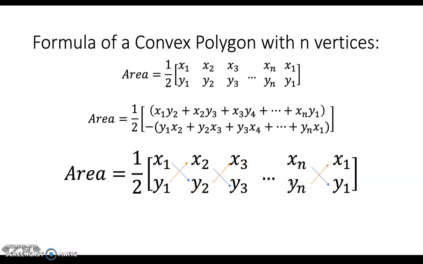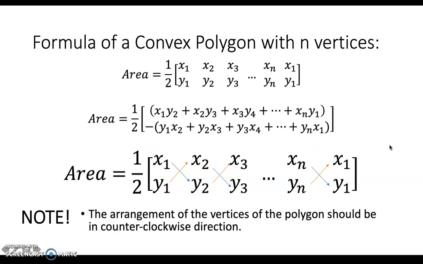But we have to consider the order of the vertices. Why? The arrangement of the vertices of a polygon should be in counterclockwise direction. Counterclockwise. What is a counterclockwise direction? If you don't know, just look at your watch and it should be the opposite direction of the second hand. Okay, let's have some examples.